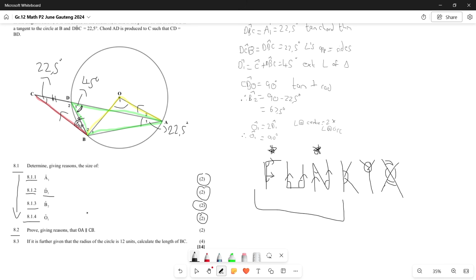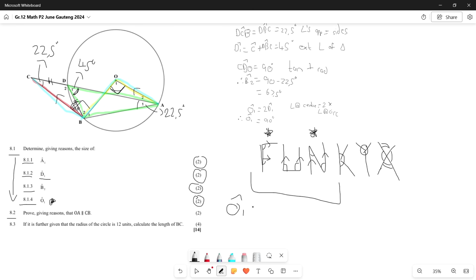And I can already see an N based off of the information we calculated in 8.1.4, that we have an N over here. If we're trying to prove that OA is parallel to BC, which means that we're looking for the angle in between the 2 lines. And as we can see, the angle in between the 2 lines is the 90 degrees from O1 and the 90 degrees of CBO over here that we calculated earlier, which means we've already done all the working out. This is only 2 marks.